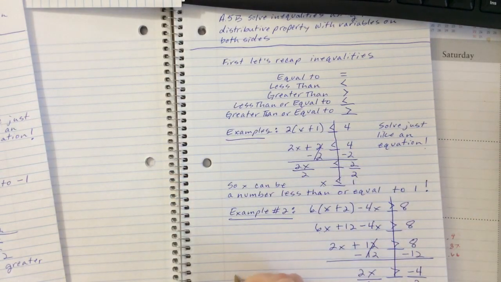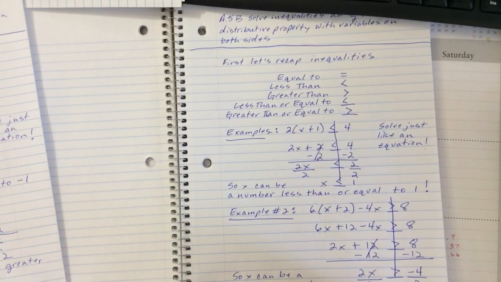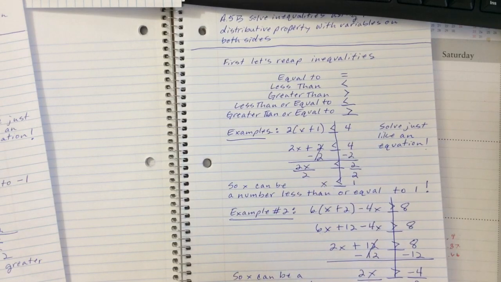So this means x can be a number greater than or equal to negative 2. That's it.